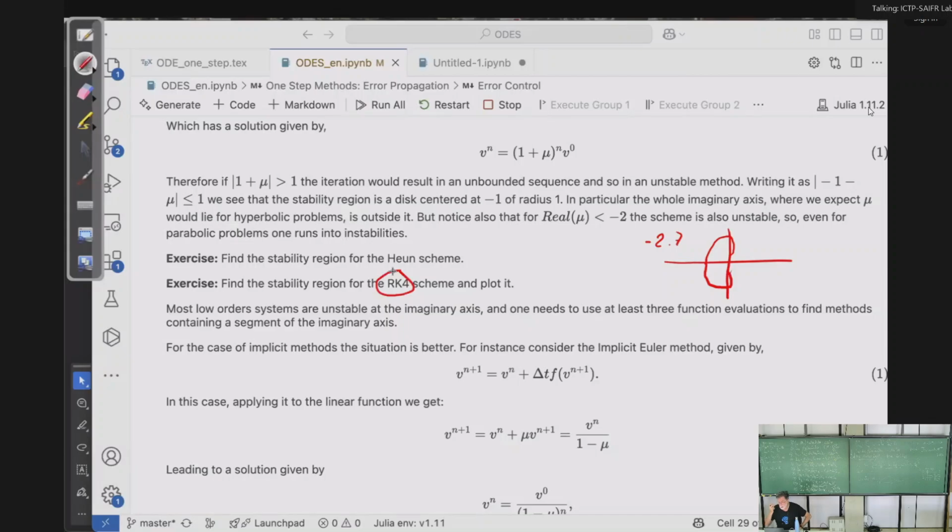You can show that there is no second order method that is stable on the imaginary axis. You need at least a method that has third order and four function evaluations. I think you need four function evaluations.